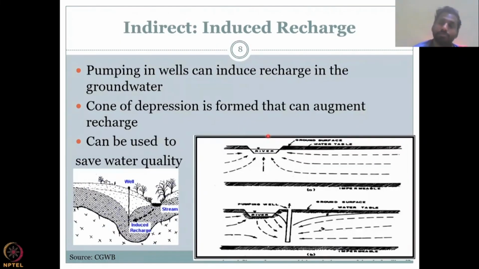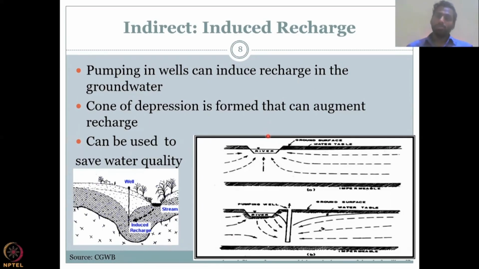The last method for today is the indirect method. We are wrapping up. We have looked at all the direct methods. Now we are going to look at the last, which is the indirect recharge method, and it includes induced recharge. So all of these are artificial recharge methods, whereas in induced recharge, you do something to promote recharge, and that something is not actually a recharge work.